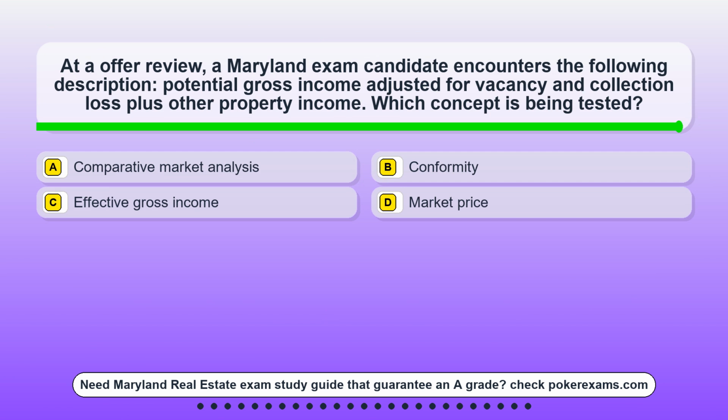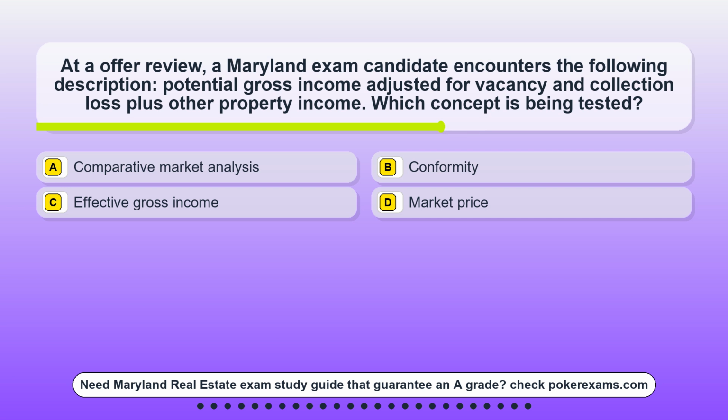Question 5. At an offer review, a Maryland exam candidate encounters the following description: potential gross income adjusted for vacancy and collection loss plus other property income. Which concept is being tested? Option A. Comparative market analysis. Option B. Conformity. Option C. Effective gross income. Option D. Market price.